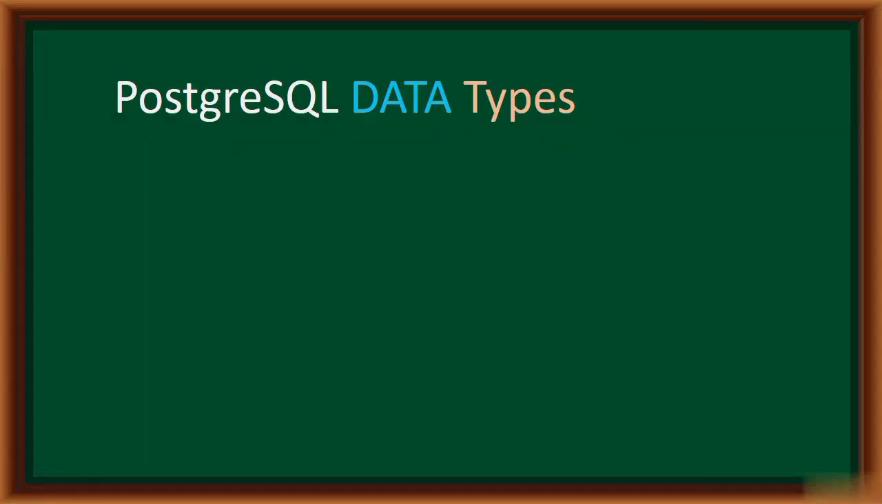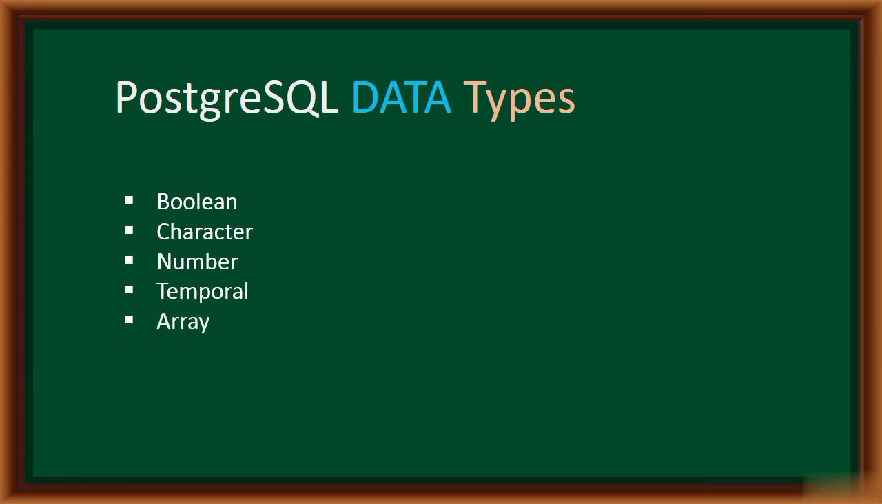In this lecture, you will learn about the data types in Postgres. We're only going to cover the basic data types. The data types include the Boolean, character, number, temporal, array, and special types.